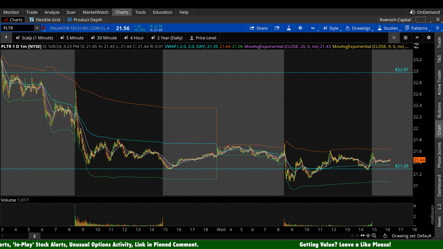Today we're taking a look at Palantir stock, ticker symbol PLTR, on a variety of time frames in anticipation of the next trading day, Thursday, May 9th. Alright guys, Palantir stock here today up 16 cents per share. That's plus 0.75% in regular trading hours.